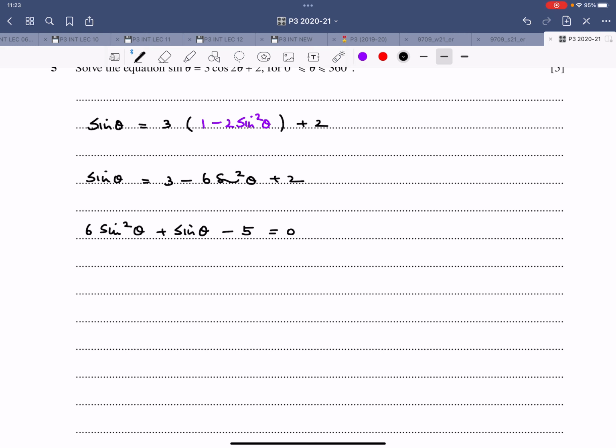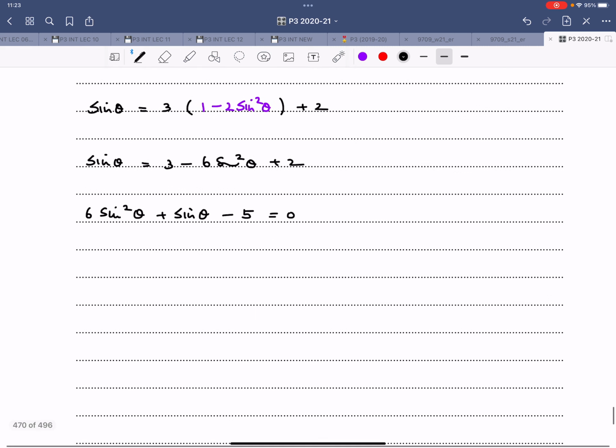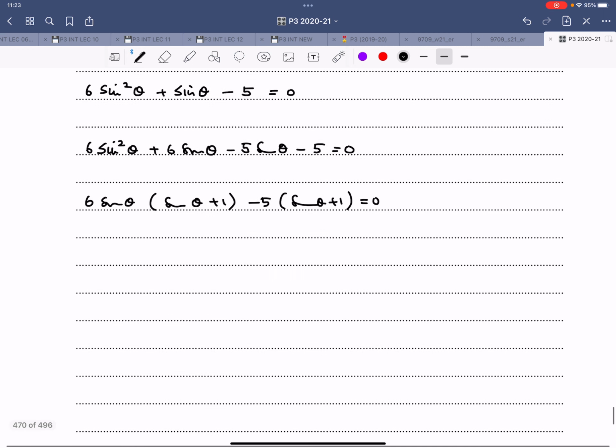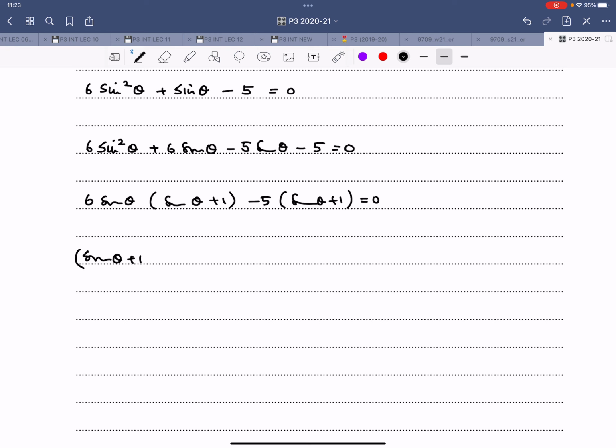A quadratic equation in terms of sine theta: the coefficient of the square term is 6, the sine theta term is 1, and then minus 5. Let's see if this is factorizable. 6 into 5 is 30. So this is 6 sine square theta plus 6 sine theta minus 5 sine theta, minus 5 equals 0. 6 sine theta plus 1, minus 5 sine theta plus 1, equals 0. So therefore sine theta plus 1 and 6 sine theta minus 5 equals 0.